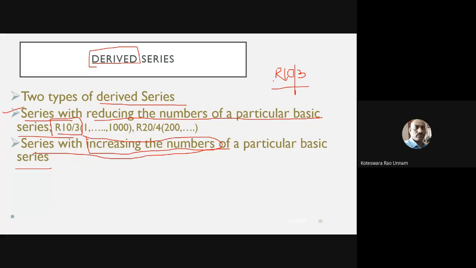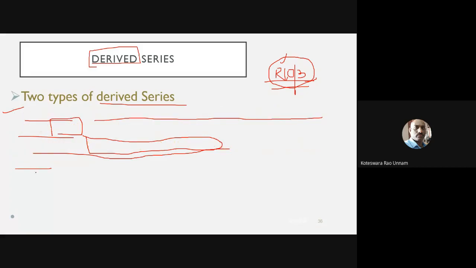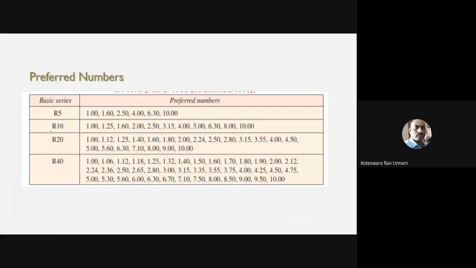This R10 indicates the basic size, and the "by 3" designation means it is a derived series. The meaning of R10 by 3 is that in the R10 series, I need to take every third number from the basic series. So if I take R10, the first one is 1. So this I have to select.